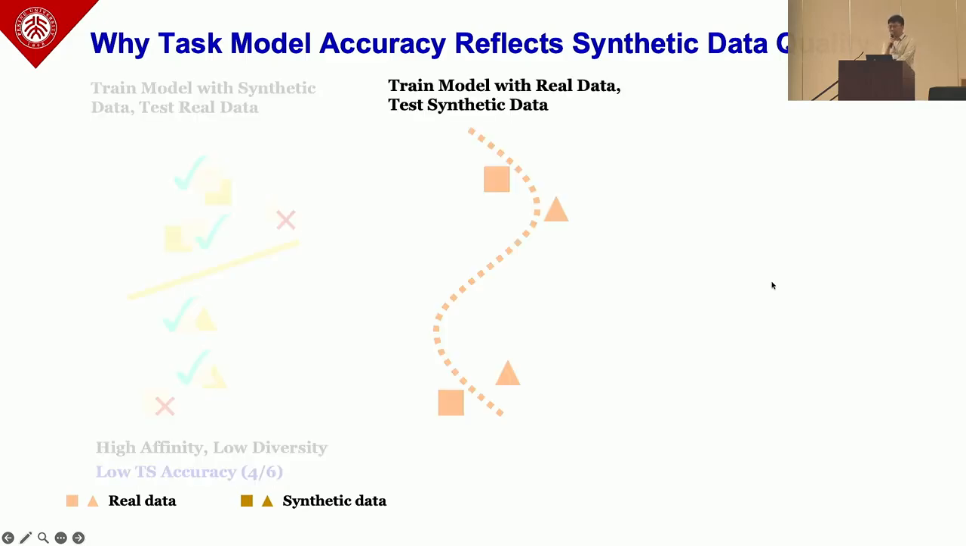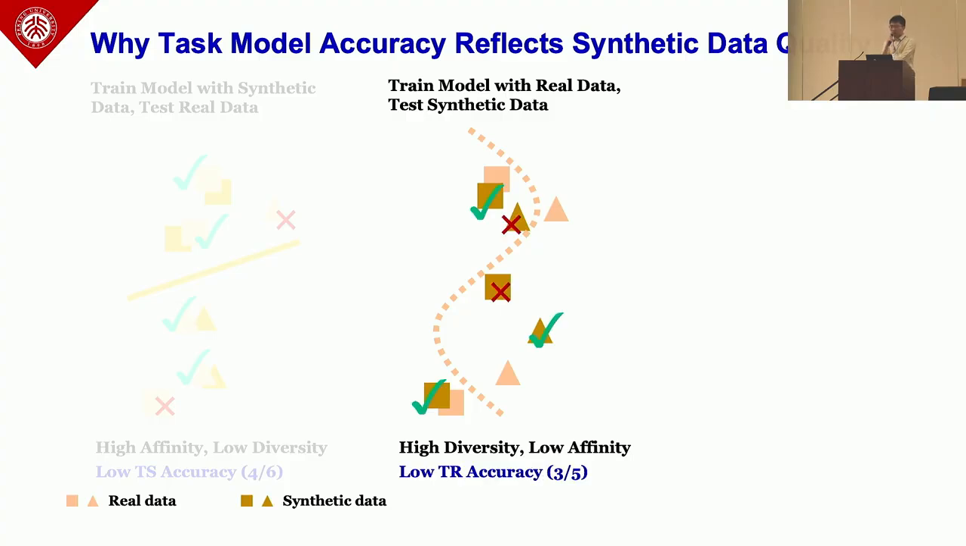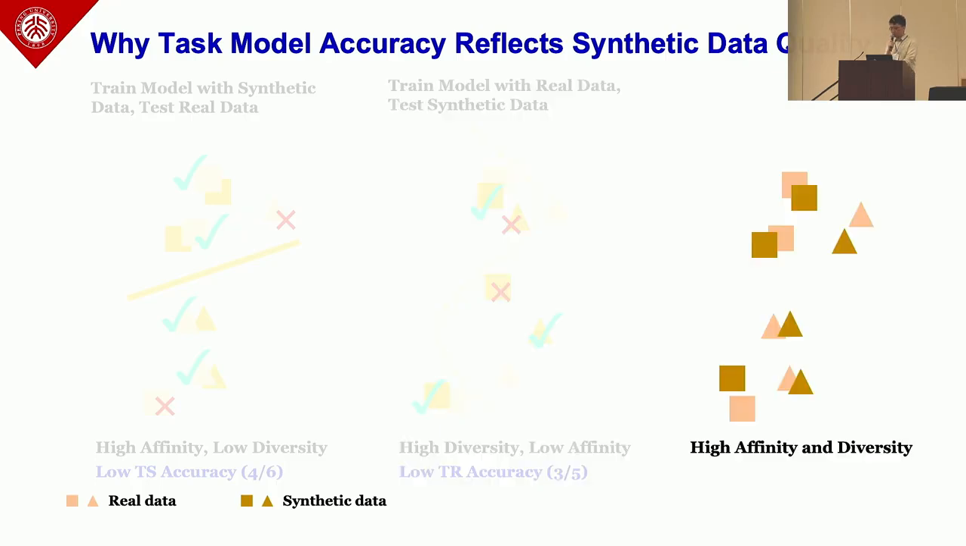In the second scenario, we do the opposite. We train the model using real data and evaluate on synthetic data. The decision boundary is now determined by the real data. If the synthetic data lacks affinity, even if it shows some diversity, many synthetic samples will fall on the wrong side of the boundary and be misclassified, leading to a low TR accuracy of 3/5. This suggests that the synthetic data does not match the intended distribution, and it may contain misleading samples. The low TR accuracy reflects poor affinity.